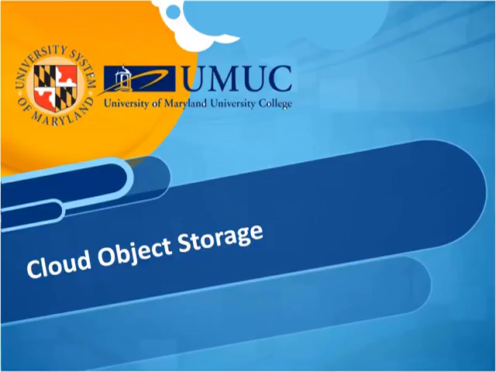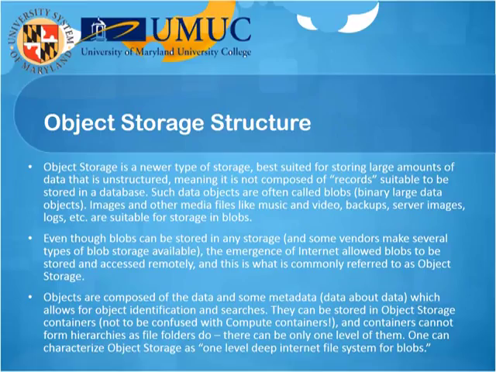Cloud Object Storage. Object storage structure. Object storage is a newer type of storage best suited for storing large amounts of data that is unstructured, meaning it is not composed of records suitable to be stored in a database. Such data objects are often called blobs, which stands for Binary Large Data Objects. Images and other media files like music and video, backups, server images, logs, etc. are suitable for storage in blobs.